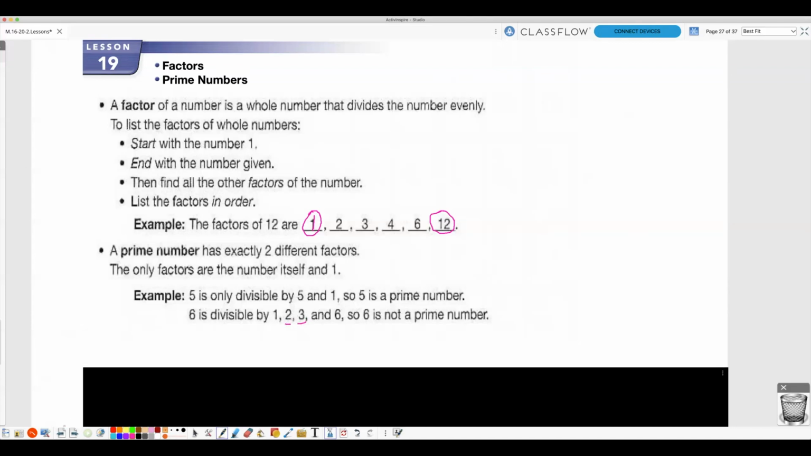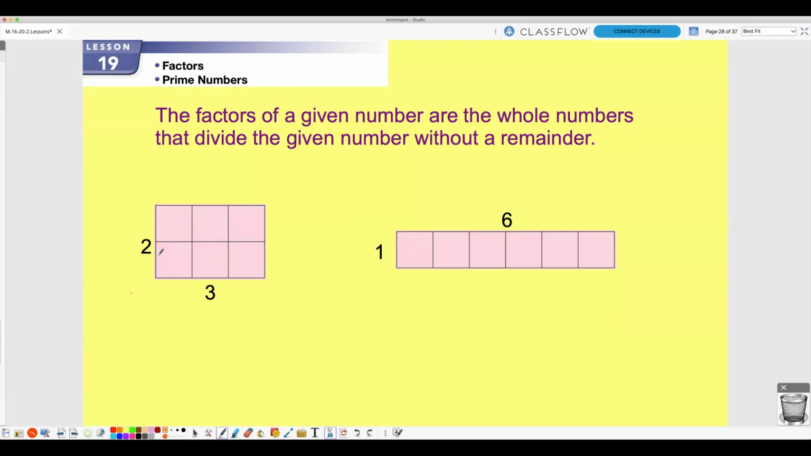All right, let's move on. The factors of a given number are the whole numbers that divide the number without any remainder. So in this example, these would be the factors of 6. 2 times 3 is 6, or 1 times 6 is also 6. So 1, 2, 3, and 6 are all the factors of 6 that don't have a remainder.